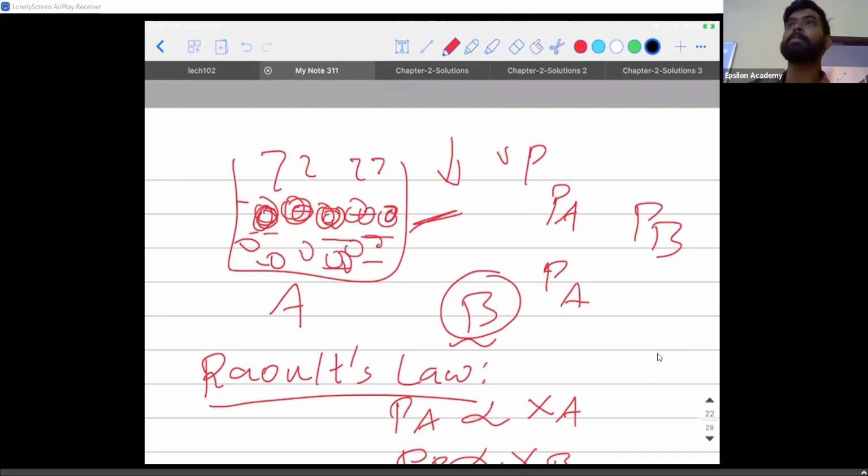Now, please understand, the particles which go to the vapor phase are actually the ones at the surface, not the particles in the bulk. Why is that? Because the surface particles' energies are different from the energies of the particles in the bulk. A particle on the surface has more energy, so it can easily go into the vapor phase. But the particles in the bulk don't have enough energy.